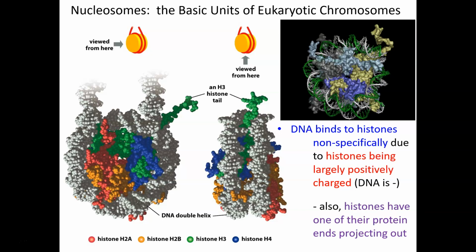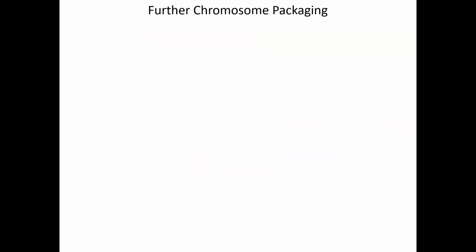And again, histones have some of their ends pointing out, and some of those ends are also positively charged. Those are called the histone tails. Even when they're the beginning of the protein, we call them the tails. And they too have positive charges to kind of wrap around the DNA and keep it locked in place.